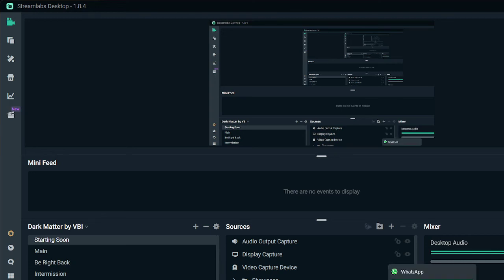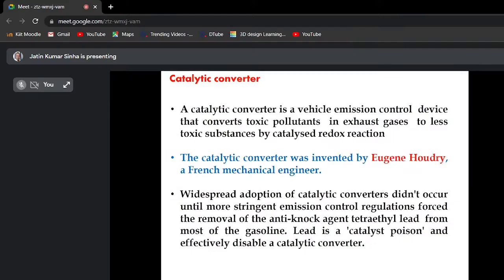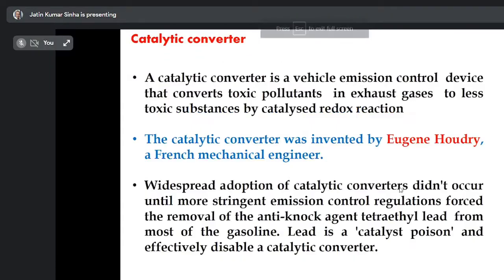The composition of your natural oil or the petroleum that we use in our vehicles. So the lead is an anti-knock agent, so that has also been removed because it acts as a catalyst poison. That is being covered in your chemistry course.